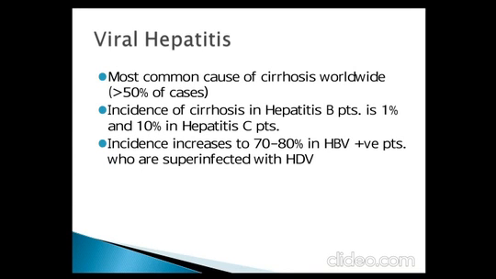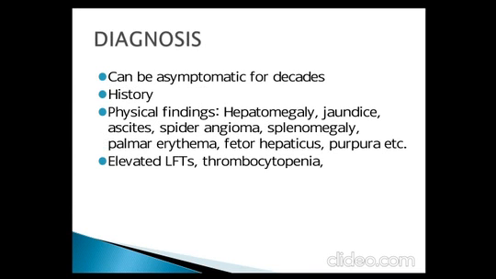So the incidence increases to 70 to 80% in hepatitis B virus positive patients. So that is superinfection, even with the superinfection with HDV. So this is again the infection part. The diagnosis, as I was telling you, the gold standard could again be the biopsy.